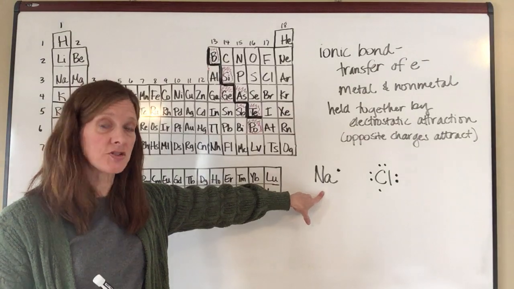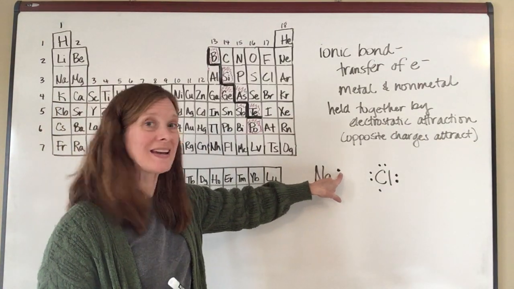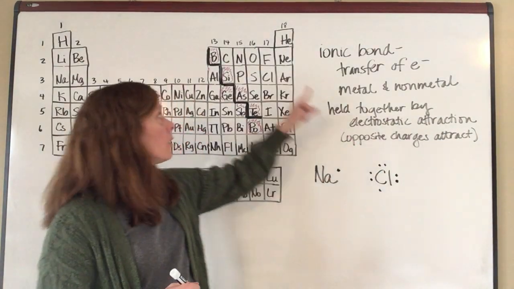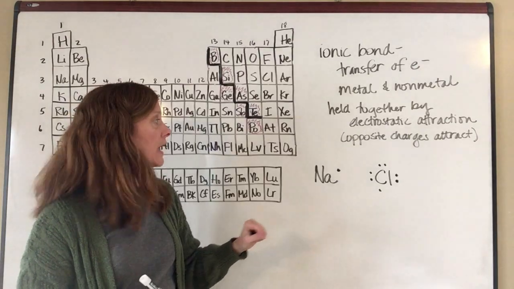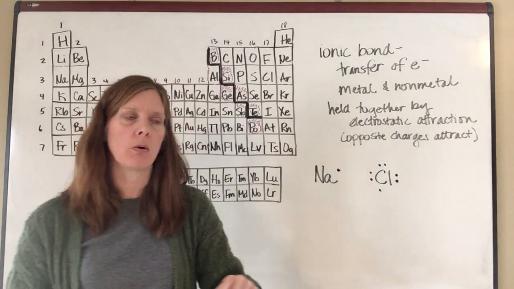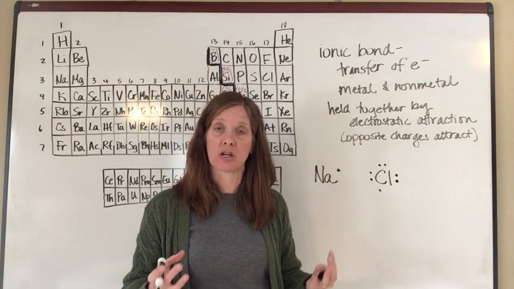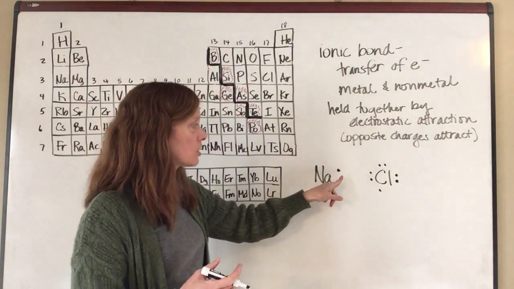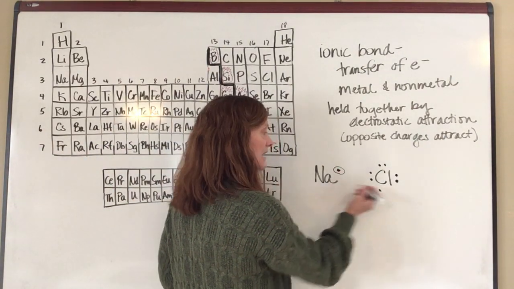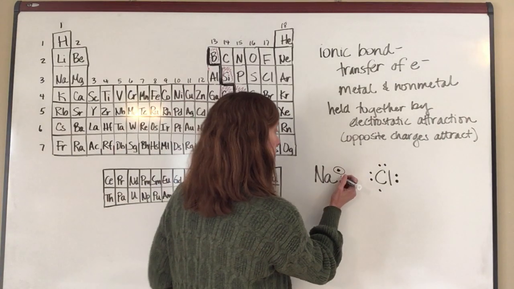What does sodium want to do? It wants to look like a noble gas, so it wants to get rid of this electron. What does chlorine want to do? Well, chlorine also wants to look like a noble gas, so it wants to gain one electron. And I mentioned in the last video, those electrons can't just come from outer space. They can't just come from no place. They have to come from someplace. So since sodium wants to give up its electron and chlorine wants to gain an electron, sodium says, hey, that's cool, I'll just give you my electron.